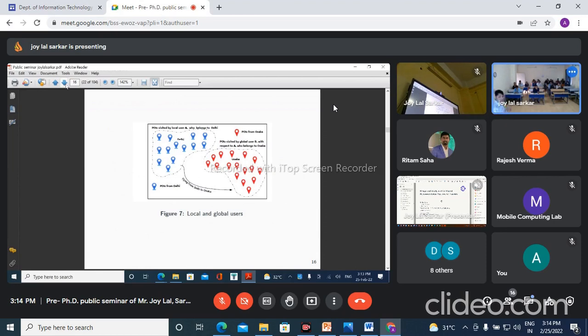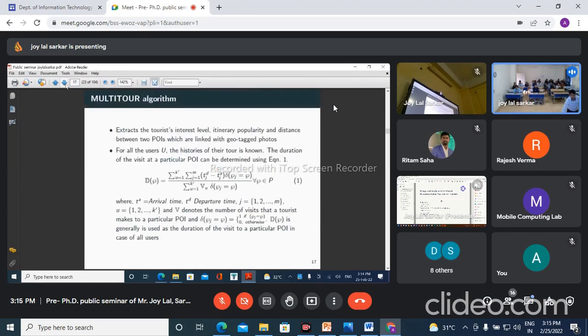If I want to go to Osaka, then the people of Osaka are the global users with respect to me. So this is the difference between local and global users. For the sake of simplicity, I'll say that the Tripura users are the local users and the Osaka people are the global users. So now we have considered these local and global users here.